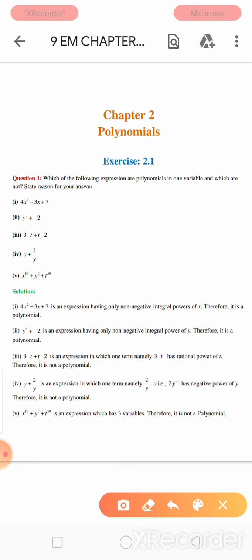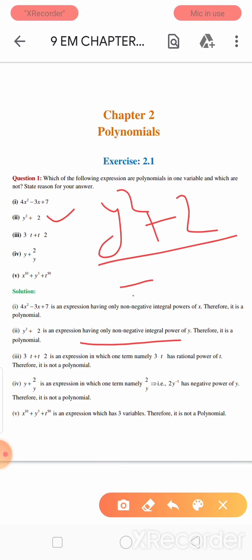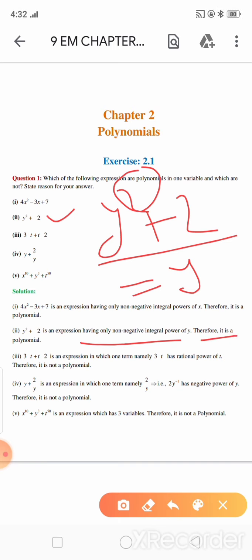Question number 2. The polynomial is y square plus 2. Y square plus 2 is an expression having only non-negative integral powers of y. It means this polynomial has one variable y. The terms of the polynomial have variable y and the powers are positive. So we say therefore it is a polynomial in one variable.